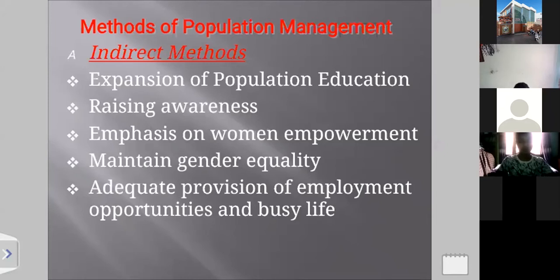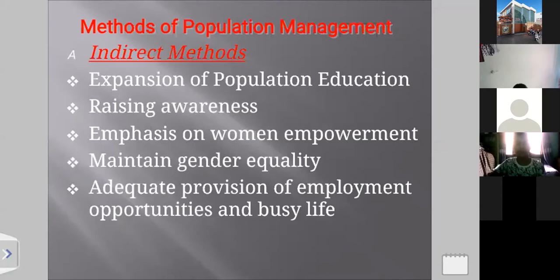If you minimize the high birth rate, then we can easily manage the rapid population growth rate. That is population management. In the previous class, I told you there are different advantages, different merits of population management. If you manage the population, then we can get lots of advantages and merits. So as human beings we are most responsible to manage the population by following the different methods of population management.